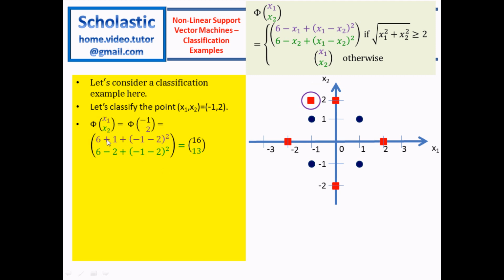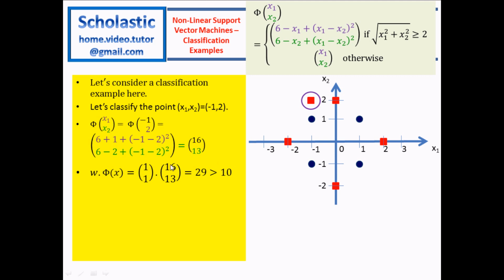And then for (-1, 2), we have these values: 6 minus x1, x1 is -1, so 6 minus -1 is 6 plus 1, plus -1 minus 2, x2 is 2, squared. Similarly, 6 minus x2 plus x1 minus x2, x1 is -1. That gives 6 plus 1 is 7, 7 times 7, plus 3 times 3 is 9, so 16. And 4 plus 3 times 3 is 9, so 13. So this is the transformed vector of (-1, 2).